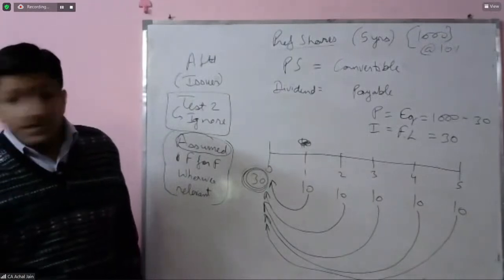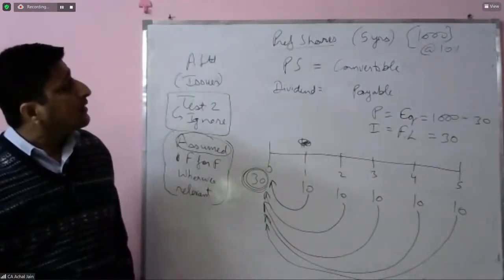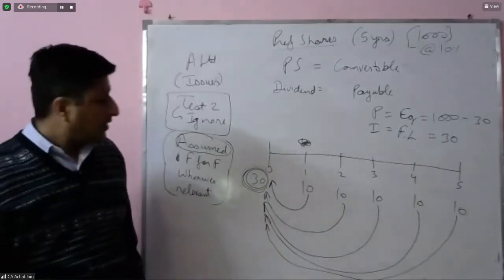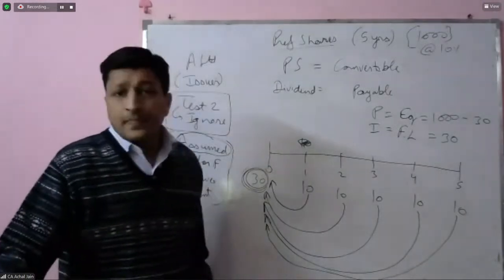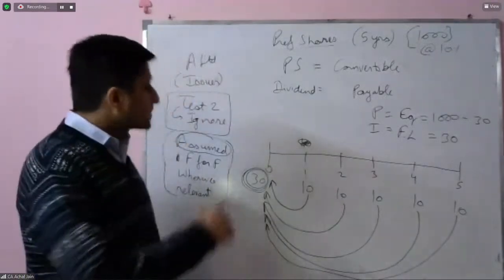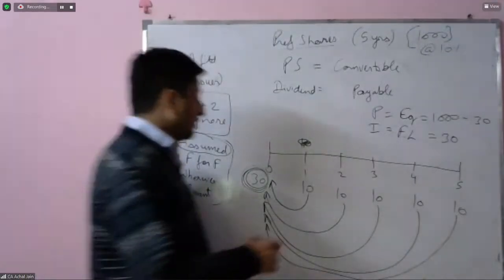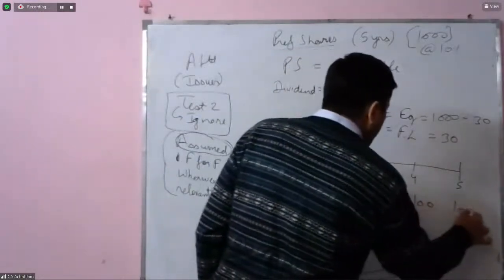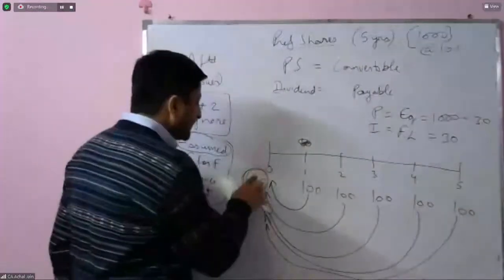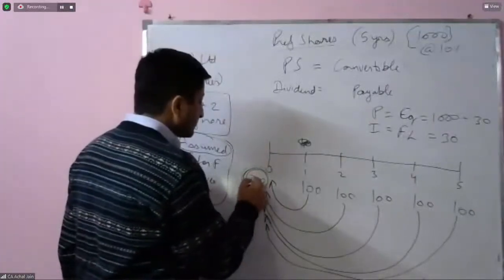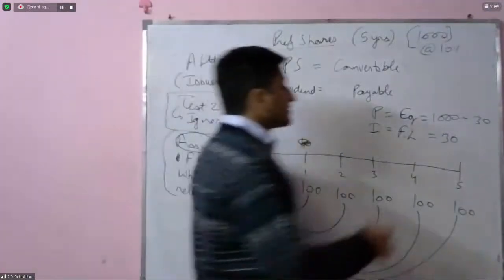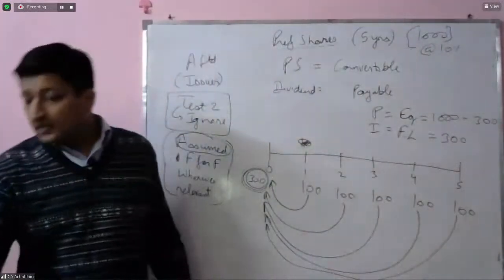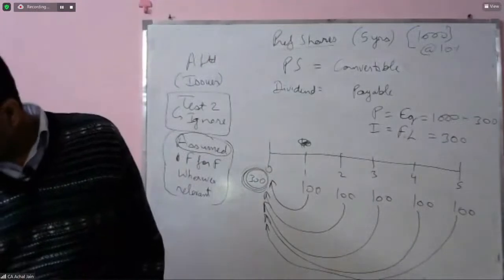Sorry, Kaustav is saying, sir, this should not be 10, it should be 100. Sorry, I considered this amount to be rupees 100 and computed this. So this will change. So this should be 100, 100, 100, 100, 100. And let's make it 300. So this will be 300. All right. Thanks, Kaustav, for this.